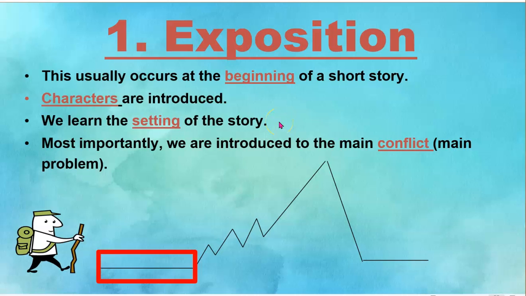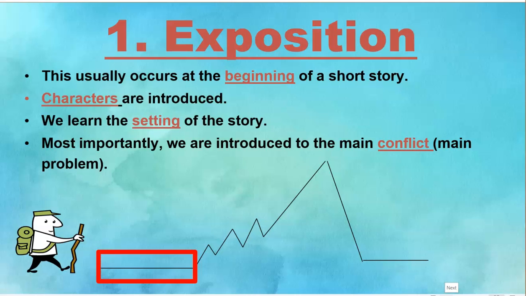Setting can also be just what is happening around the character. And then most importantly, we're introduced to the main conflict or the main problem. This is something that the main character will have to face as they go throughout the story. That is going to be your number 1. At the very bottom, as our person starts walking, that is the exposition. Exposition is the number 1 part, which tells us the beginning of the story.